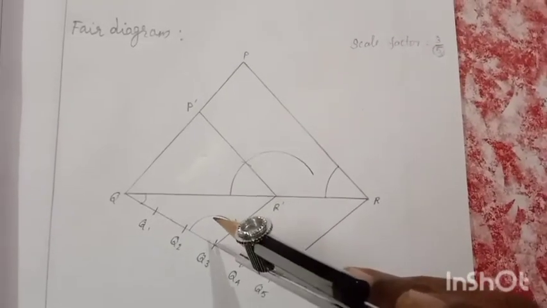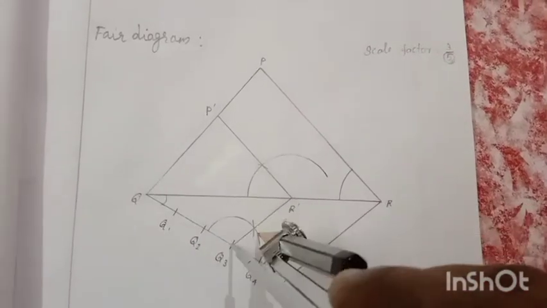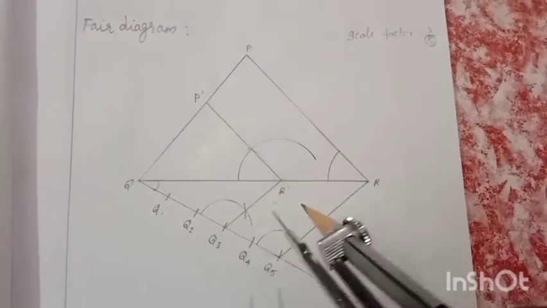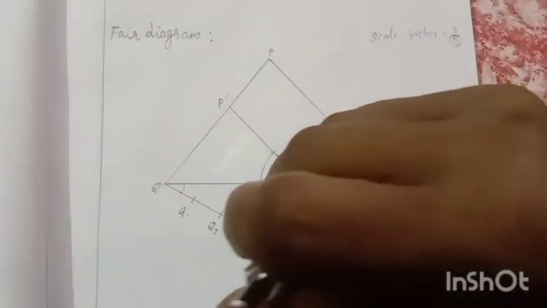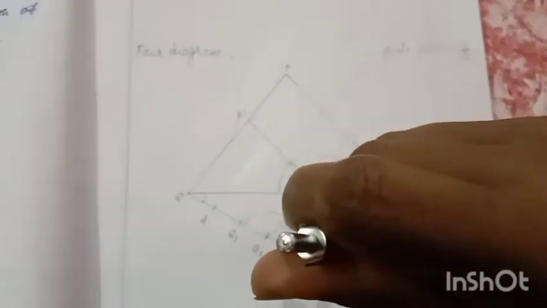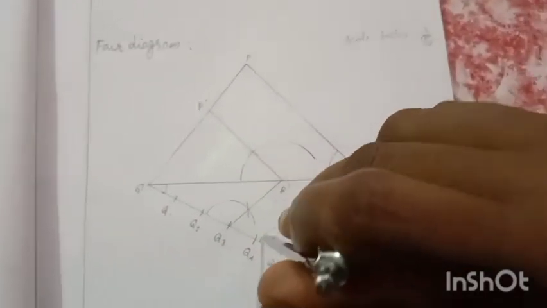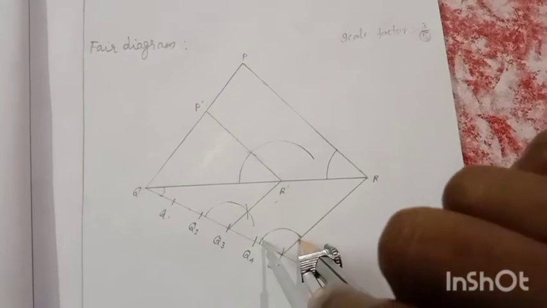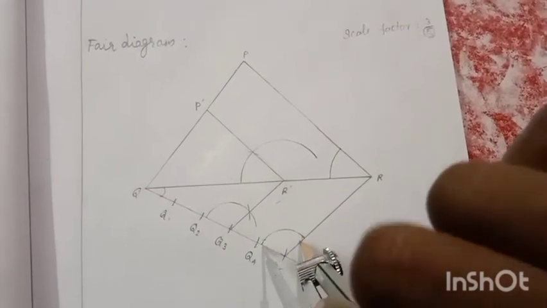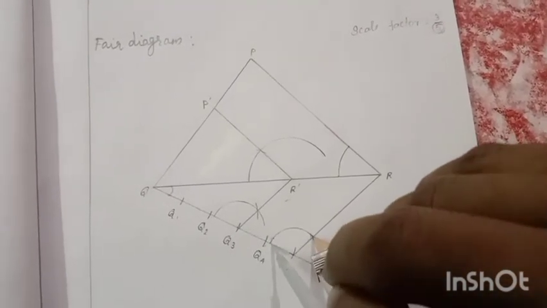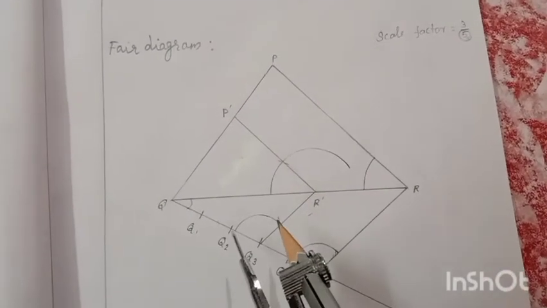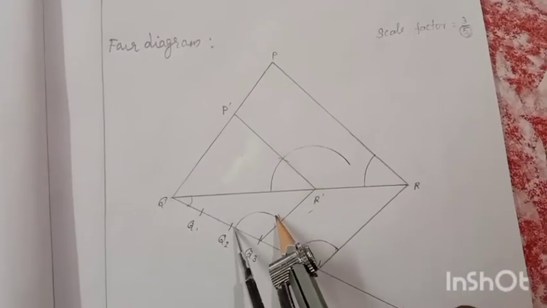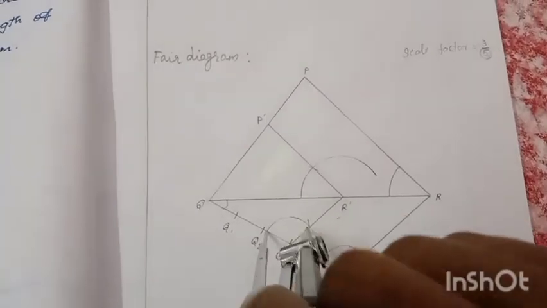Keep the same measurement here and draw another arc. Then, using this radius, measure from here to here. Then, using this intersecting point, you have to draw one more arc.